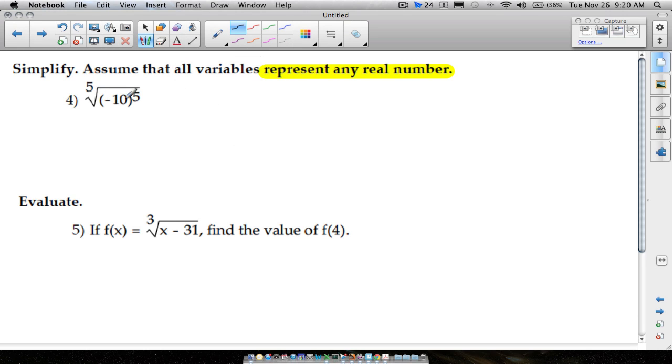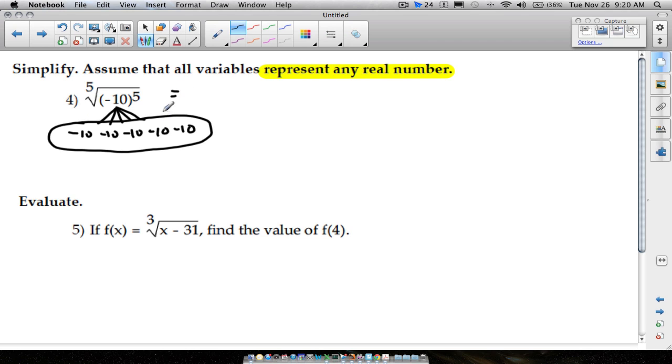The fifth root of negative 10 to the 5th. There's several ways you can do this. Negative 10 to the 5th is going to be negative 10 times negative 10 times negative 10 times negative 10 times negative 10. Looking for groups of 5. As you can see right here, we have one group of negative 10s. Therefore, the fifth root of negative 10 to the 5th is negative 10. But what you could do here as well, and you could have done this in the last example too, you could go ahead and convert these to rational exponents.